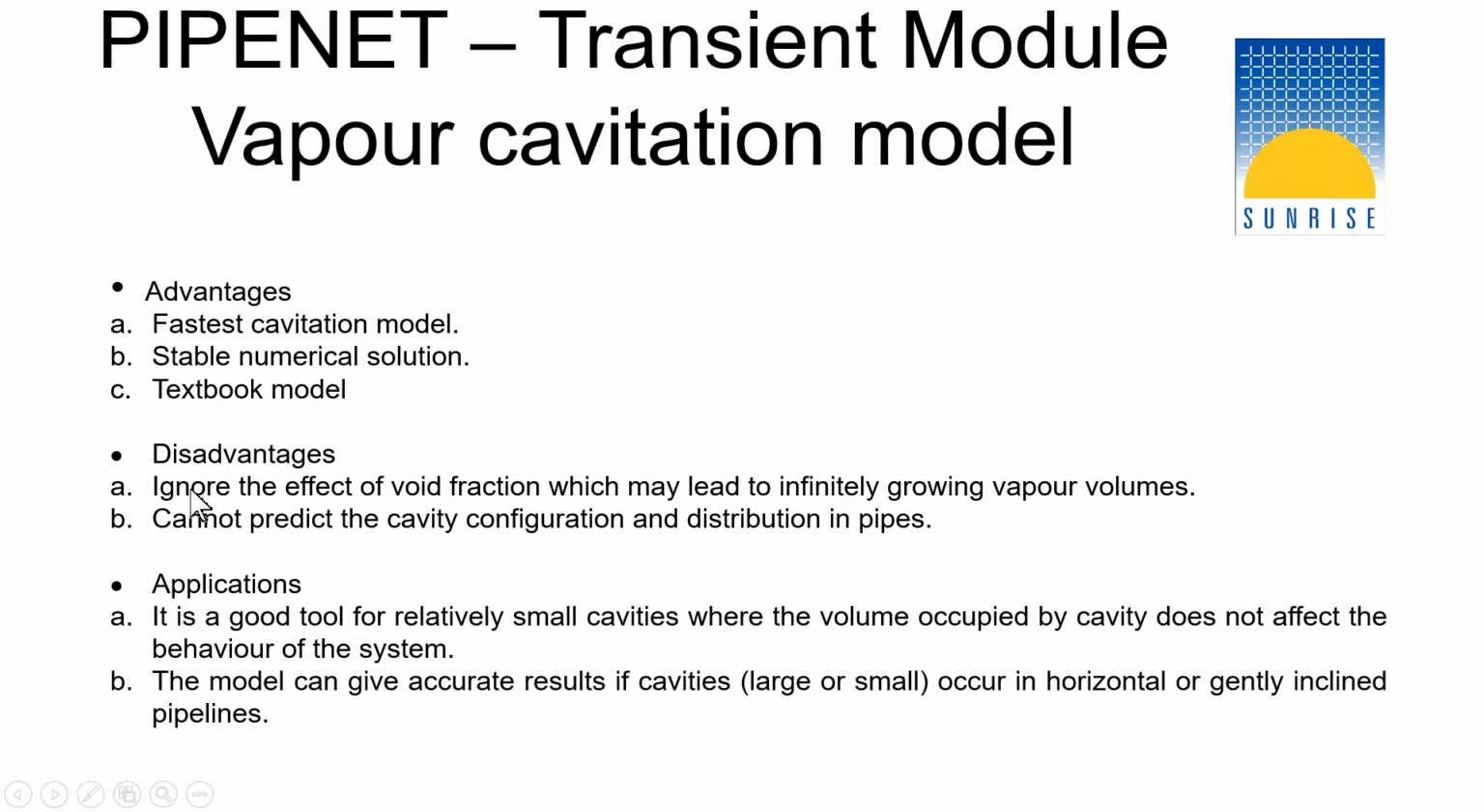The main disadvantage, it ignores the effect of the void fraction, which may lead to indefinitely growing vapor volumes. And when Wylie and Streeter wrote the book, it was hard enough to model small vapor pockets, and that model was good enough for that purpose. But in reality, you can actually get significantly big void volumes and fractions, and it is not good in such cases.